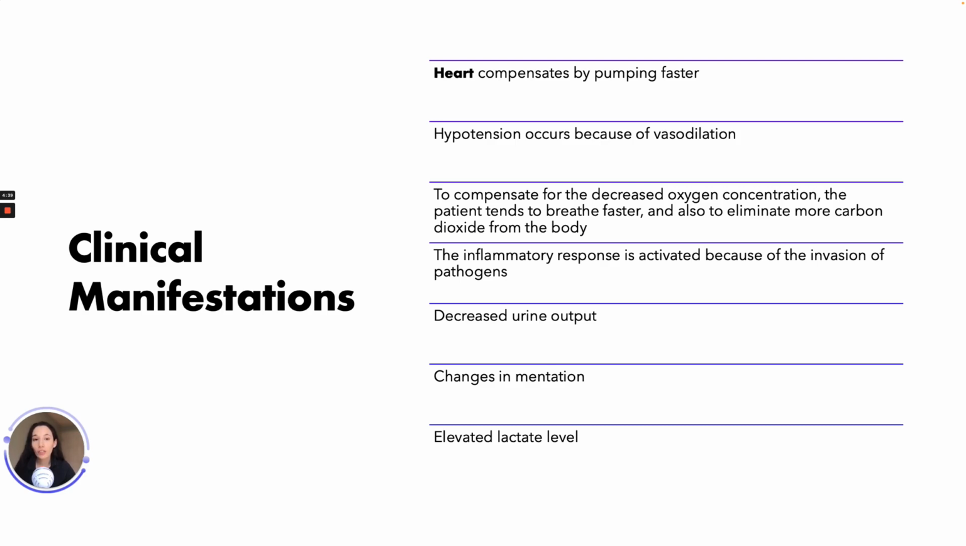And there can be a decreased urine output because the body is conserving water to avoid dehydration because of the inflammatory process. There are changes in mental status as the body slowly becomes more acidotic, and the mental status also deteriorates. And there can be elevated lactic levels because there is a maldistribution of blood within the body.